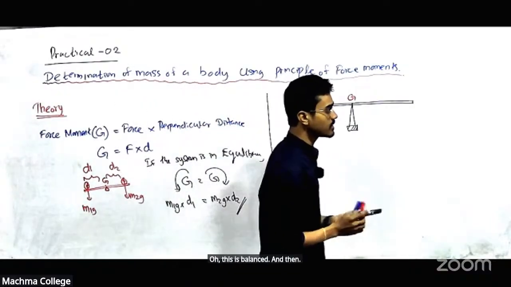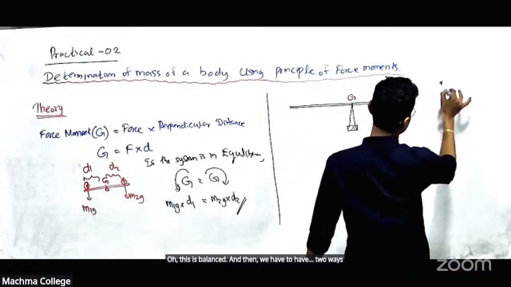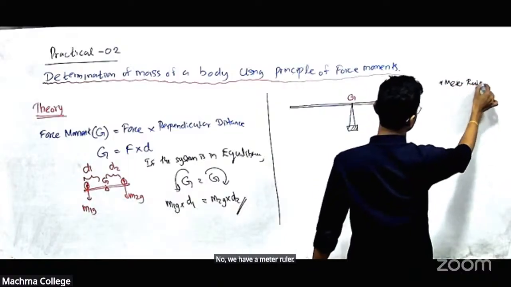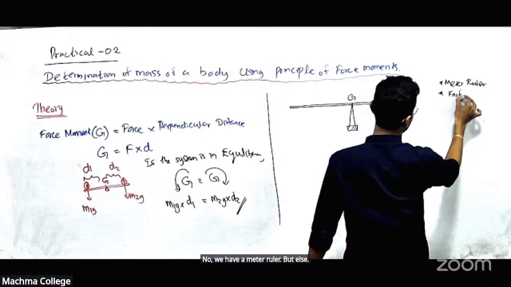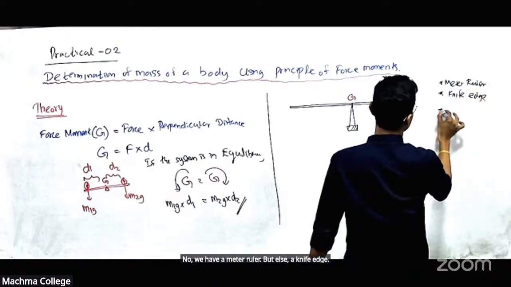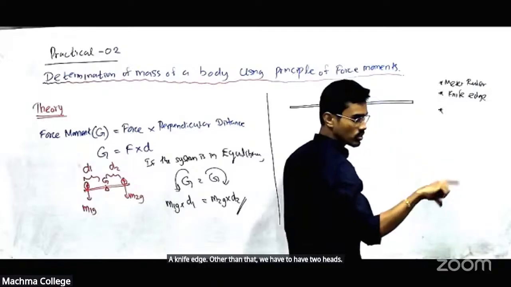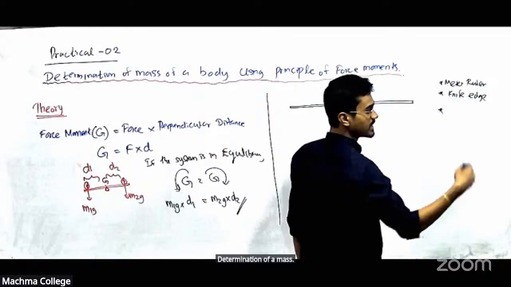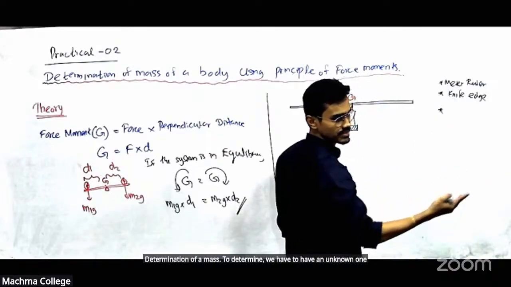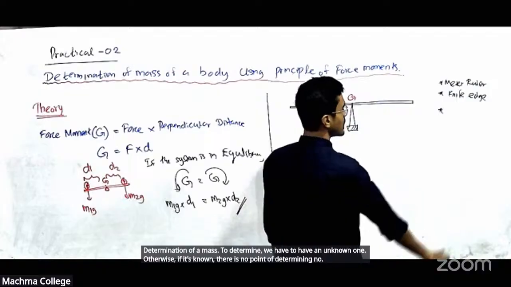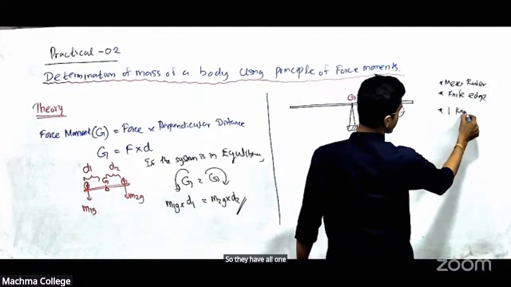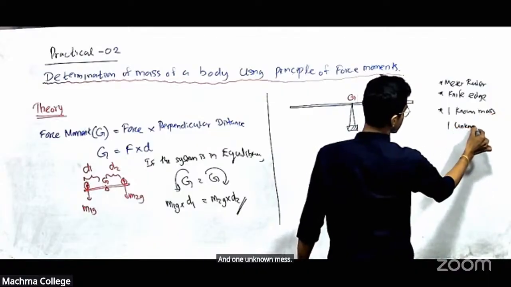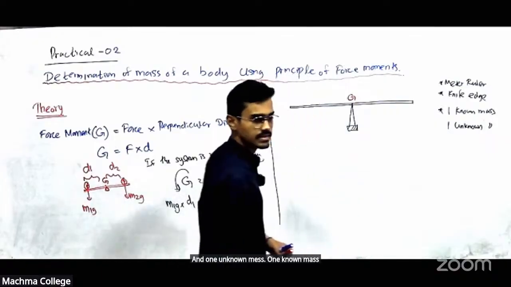And then we have to have two weights. Now we list down the materials. We have a meter ruler. What else? A knife edge. Other than that, we have to have two weights. One is a known weight and the other one is an unknown weight. To determine a mass, we have to have an unknown one. Otherwise, if it's known, there is no point of determining. So therefore, one known mass and one unknown mass.